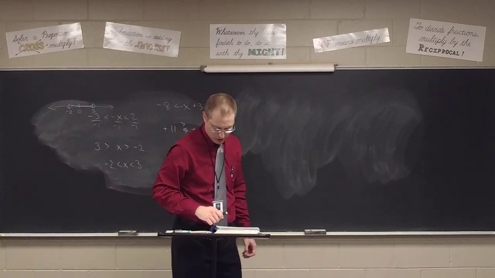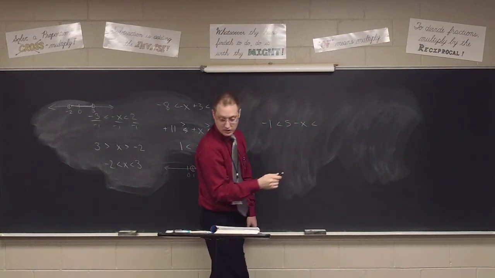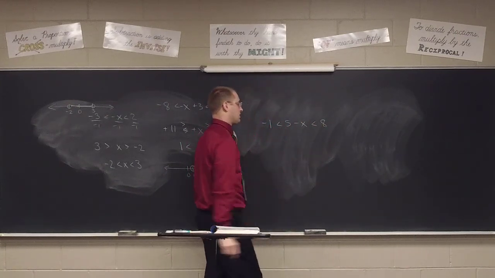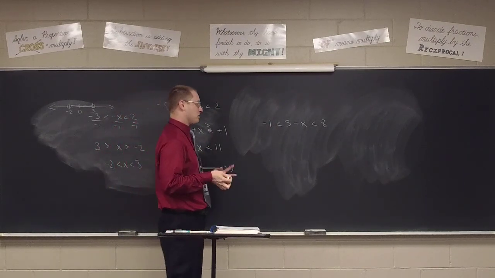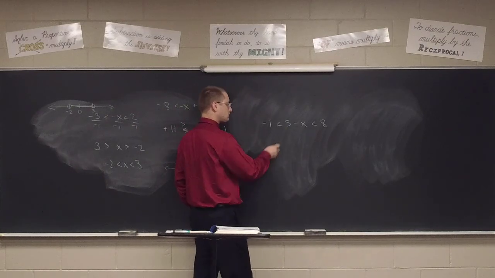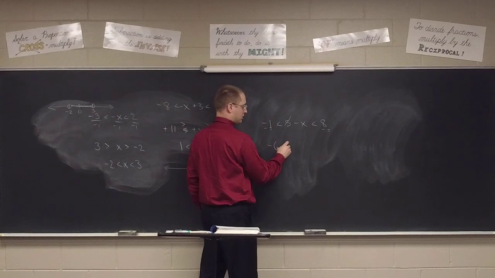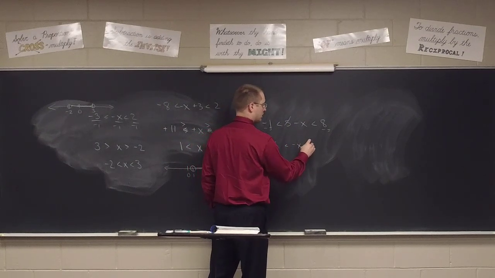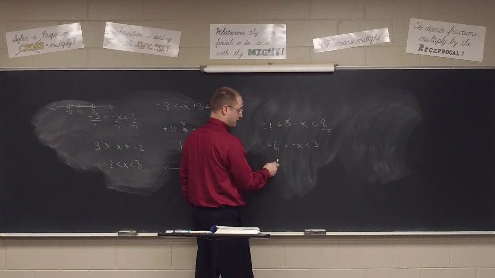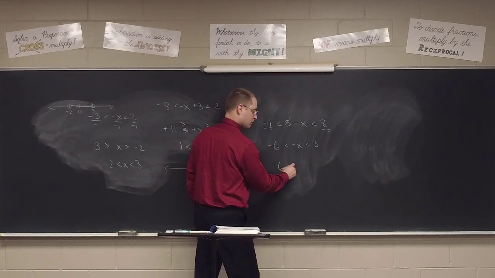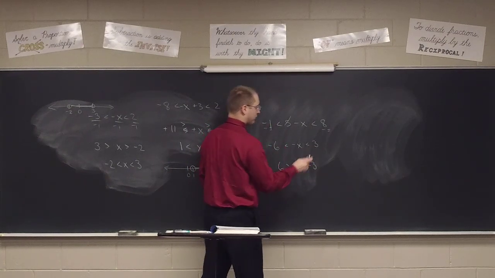Number 15, we had negative 1 is less than 5 minus x is less than 8. They aren't big on mixed inequalities, I notice. Again, another open inequality. And Maddie, 2 steps. To get? And then flip it around.